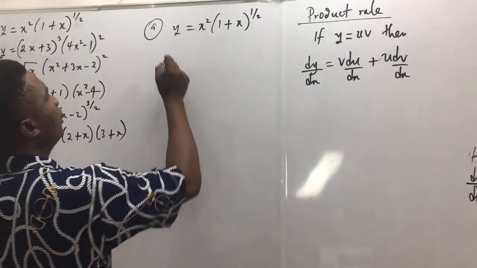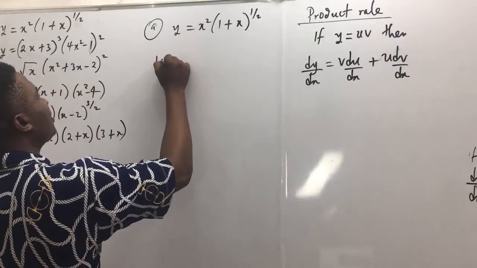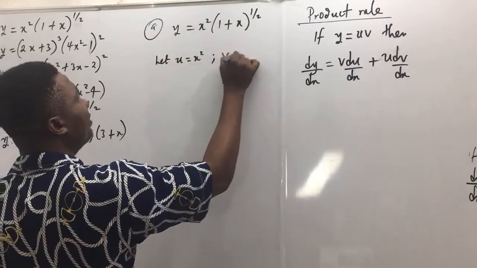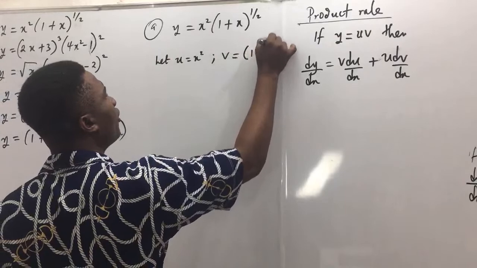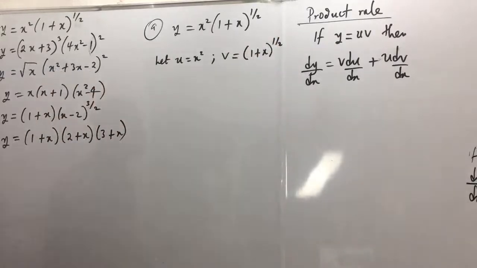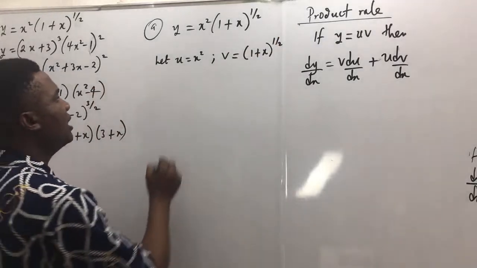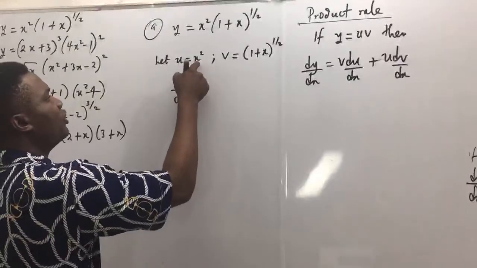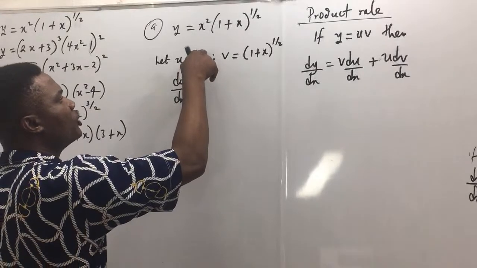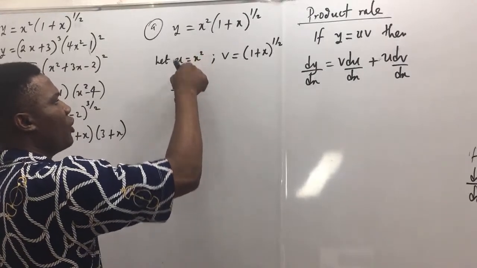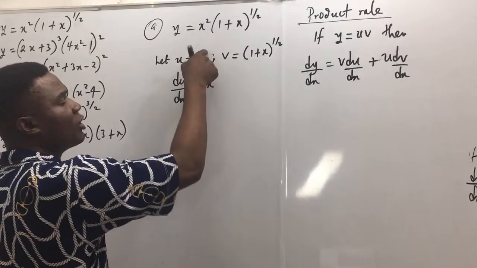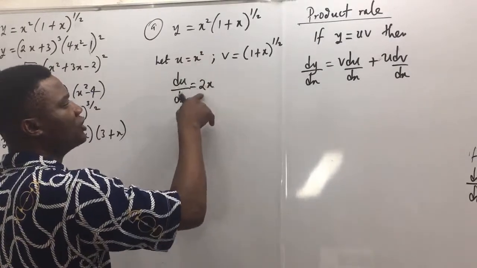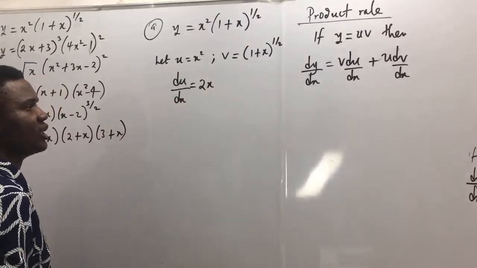Then, to solve this problem, I'm going to start with saying let u be equal to x squared and let v be equal to 1 plus x all raised to power half. Okay? So that's where the problem begins. Now, I'm going to differentiate u with respect to x. Differentiating u with respect to x simply means using the power to multiply the coefficient, which is 1 here, and that will give me 2x. Subtracting 1 from the power gives me 1. So 2x raised to power 1 reduces to 2x, and that differentiates that function.